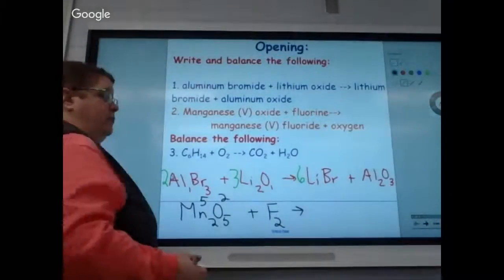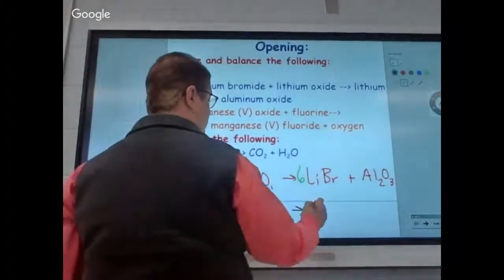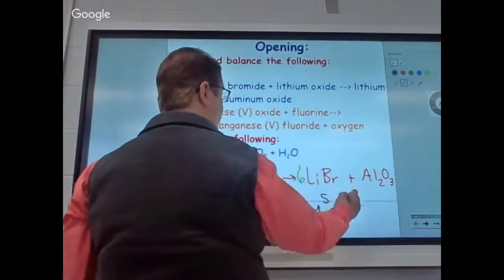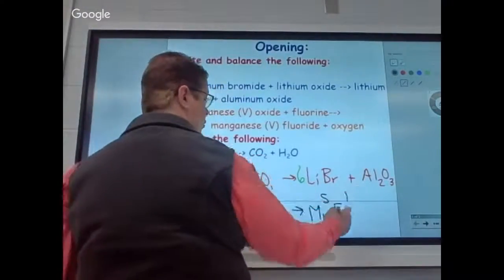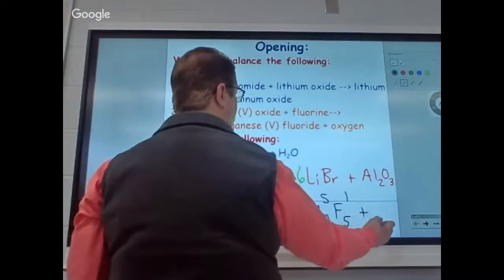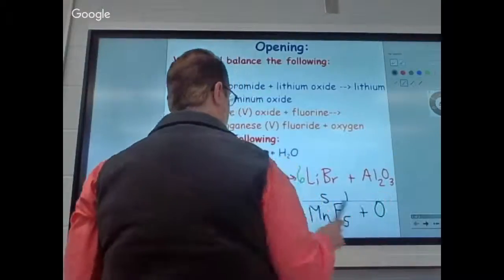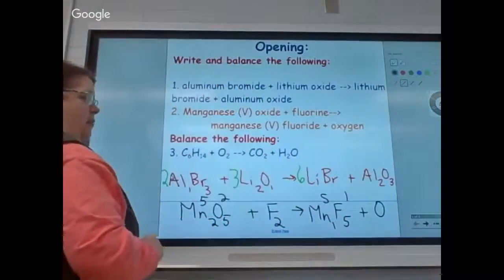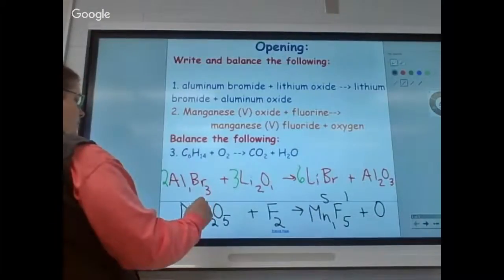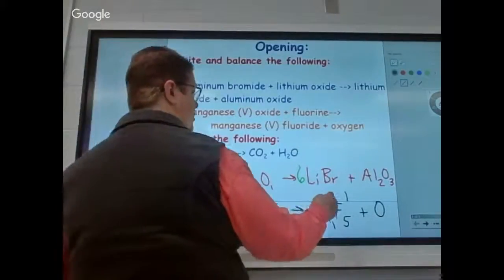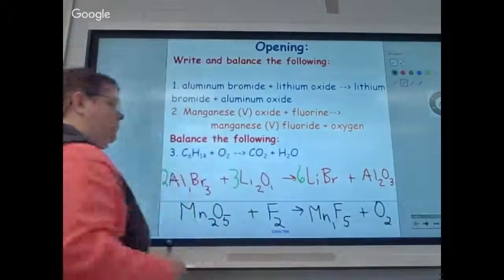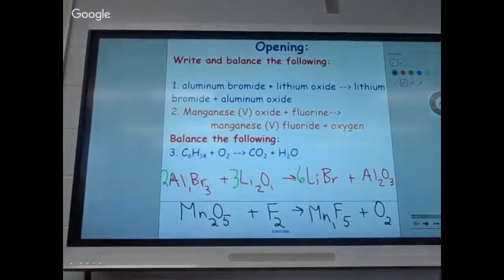That's a what again? It's a compound. So manganese has a 5. Fluoride has a 1 for an oxidation number. The 1 comes down, 5 comes down. Plus oxygen. Oxygen is by itself. Is it one of the 7 diatomics? Yes. So since it's one of the 7 diatomics, what do we do to it? Put a 2 on it. All right. So is it balanced?